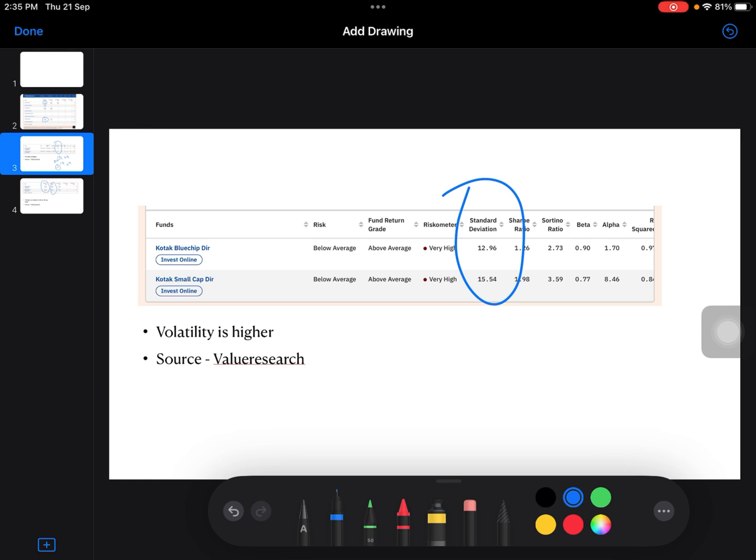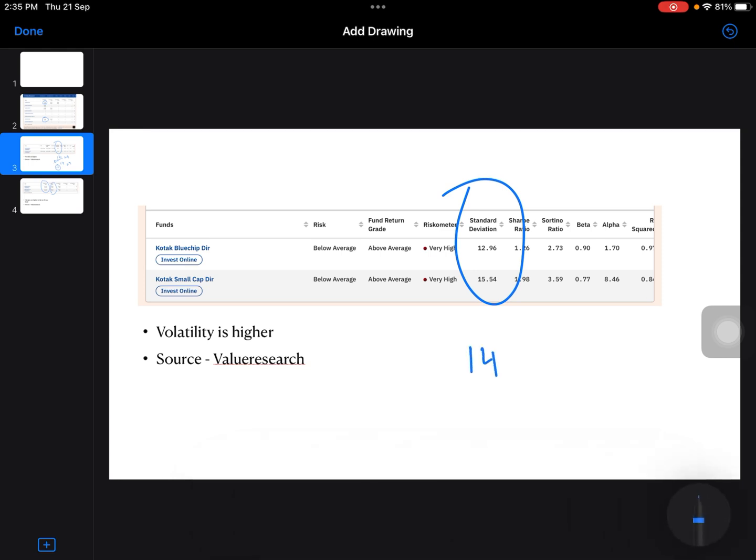Standard deviation is basically the measure of dispersion. How that translates to mutual funds is how much the returns can fluctuate. So let's take an example where Kotak Blue Chip Fund has an approximate mean of 14% returns every year. With a 12% standard deviation, it means the returns can go from 2% to 26% yearly.